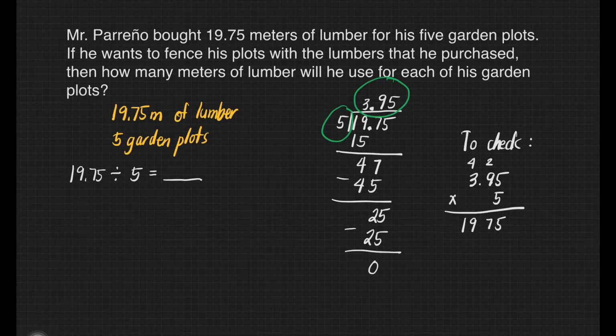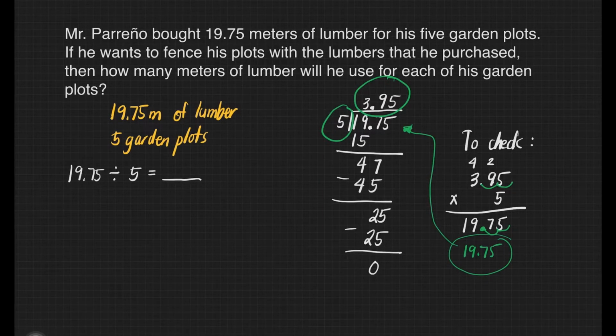How many decimal places do we have in our factors? That's 1 and 2. It means we'll have also 2 decimal places in our answer, and that's 1 and 2. That gives us 19 and 75/100, which is equivalent to our dividend. It means our answer is correct. 19 and 75/100 divided by 5 is equal to 3 and 95/100 meters. It means Mr. Pareño will use 3 and 95/100 meters of lumber for each of his garden plots.